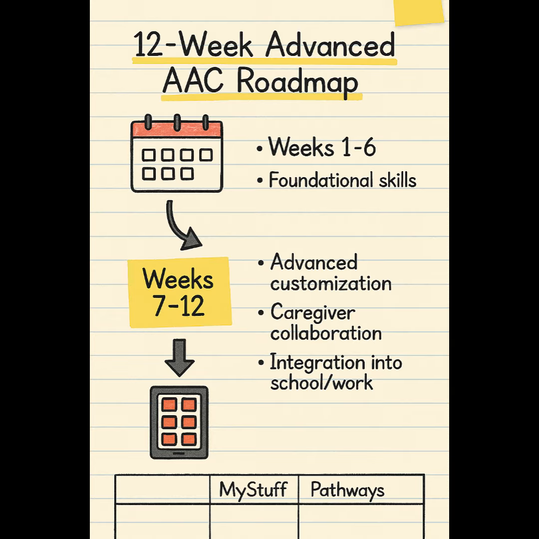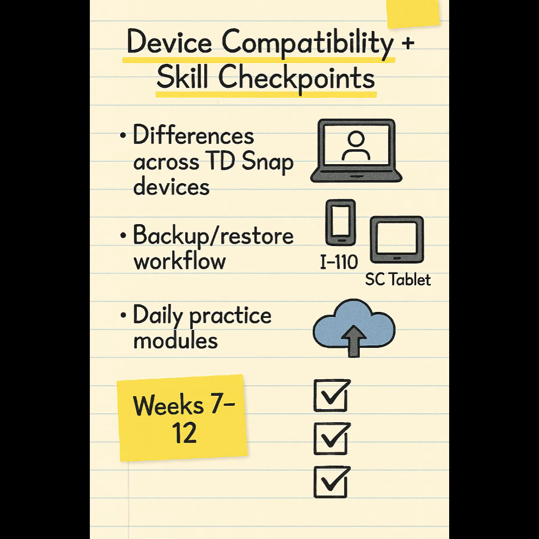mytobiidynavox.com. Use usage reports to set new goals, e.g., increase use of fringe vocabulary for hobbies or more complex sentence structures. Resource Center. Explore additional topics, e.g., literacy, advanced motor planning, or new devices to plan the next phase of growth. Pathways. Revisit key modules as refreshers and identify any advanced sections not yet used, e.g., complex conversations, storytelling, or project-based communication.